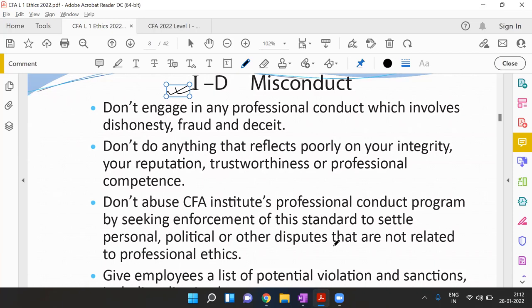So in that case, if Mangesh has done a violation, there is a possibility that the CFA Institute's conduct program might say, okay, Mangesh has also done a violation, but you are also part of the violation, because your motive was not just to bring his violation to the notice of CFA Institute, but to settle your personal score, right? Yeah, aapka political belief alag hai. I am a supporter of political party ABC, you are a supporter of political party DEF, and I just made a complaint against you just to settle my political rivalry. That is also a violation, right?